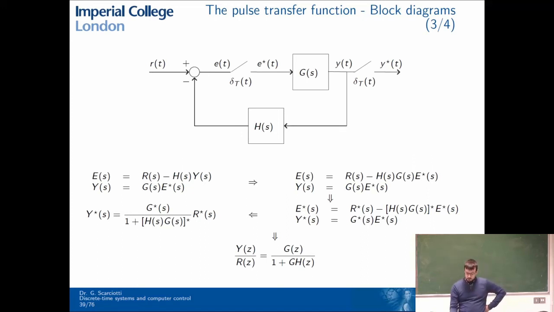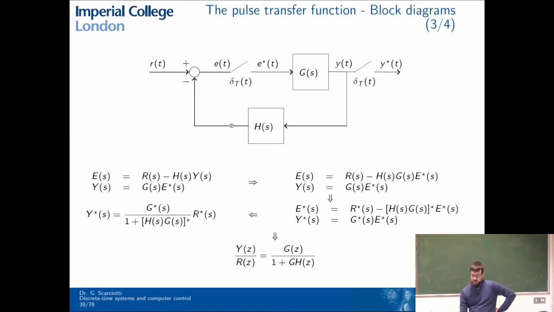I want to point out that some things here are expected. In particular, it's expected that somewhere the term gh of z will appear, because if you look at this diagram, you can notice that there is no sampler between h and g. Between h and g there is no sampler, because the sampler is put after the feedback branch. So this means that at one point we will have a z transform of h of s times g of s, so the z transform of the product, because there is no sampler.